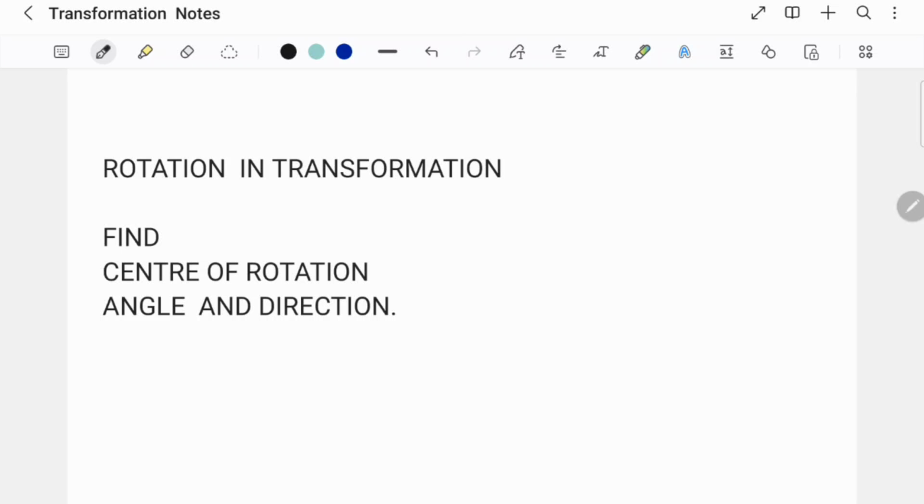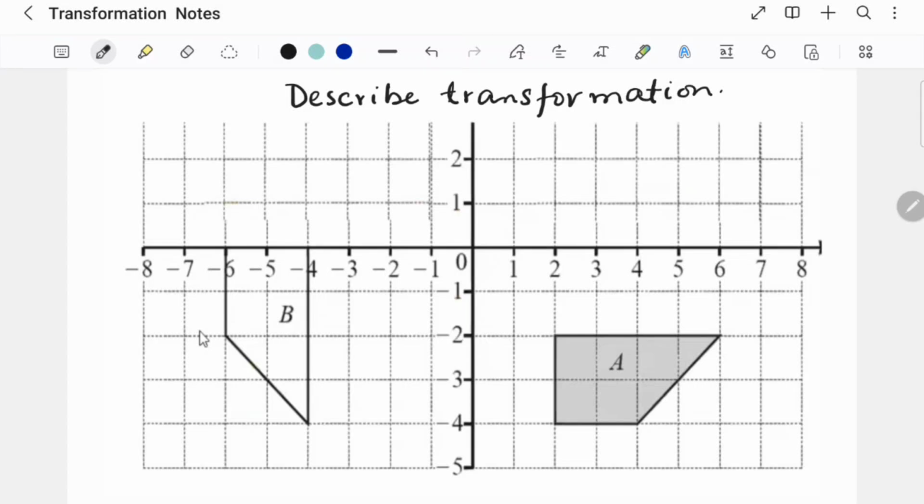So let's begin. Let's look at the question. If you have to describe the transformation, we'll join the corresponding points, at least 2 points, and see if it is a parallel line or a non-parallel line. So I've joined these 2 points, which are the corresponding points, and we'll have to describe the transformation A onto B. We can check that we are getting a non-parallel line, so it's a rotation.